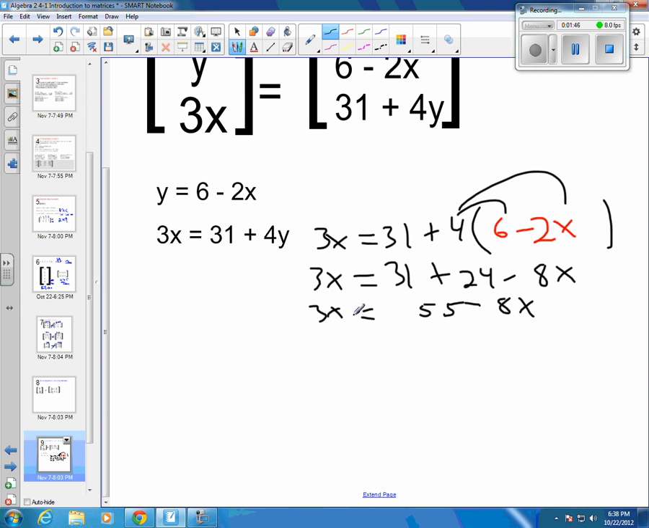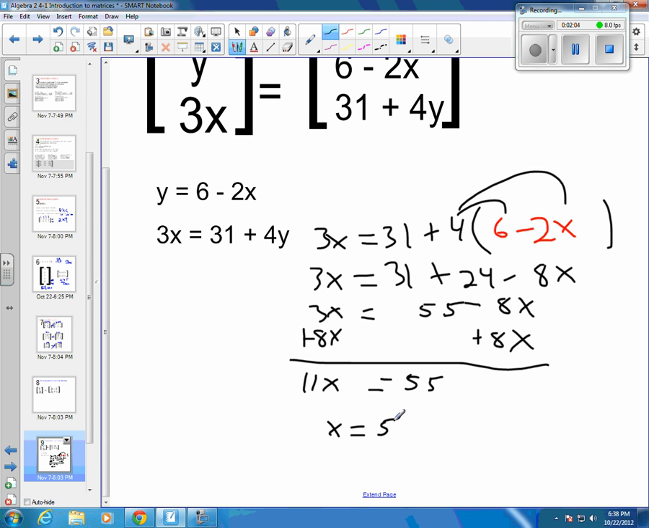Then I want to get my x's together. I've got a positive 3x and a negative 8x. Negative 8x is smaller, so I'm going to move it by adding 8x to both sides. And so I get 11x is equal to 55, and so x would be equal to 5. Then I can substitute that back in. I'm going to grab my top equation: y equals 6 minus 2 times 5, and so that's equal to 6 minus 10, which would be negative 4.